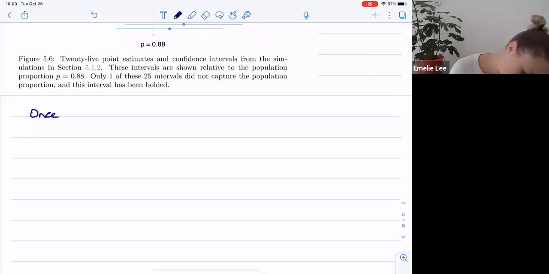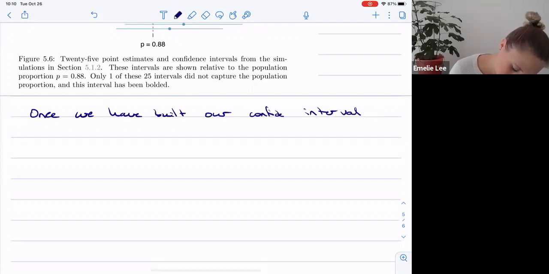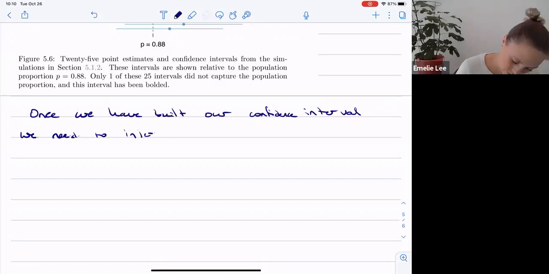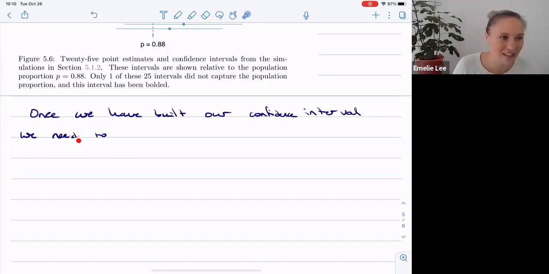So once we have built our confidence interval, we need to interpret it. Why is it, it's like my Apple Pencil's running out of ink somehow. I'm not sure what's going on. Why is it acting like this?